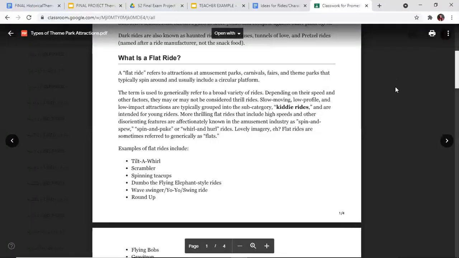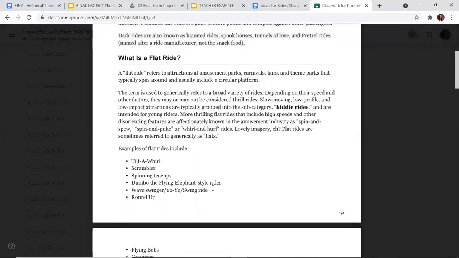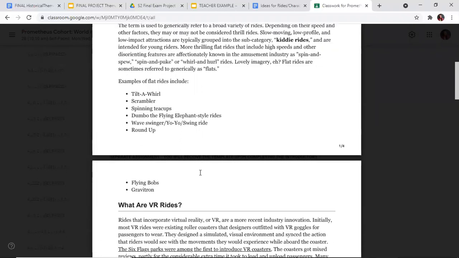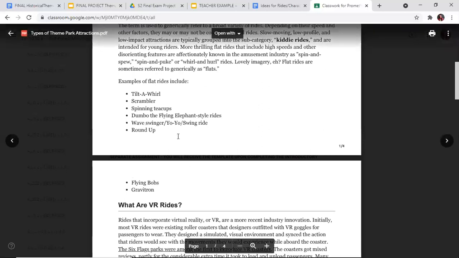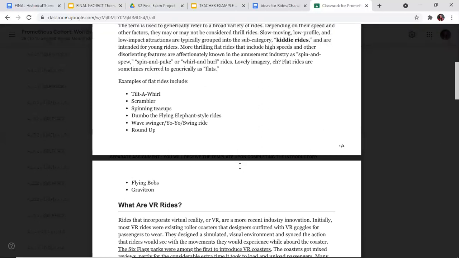A flat ride refers to attractions that typically spin around and usually include a circular platform. Examples are Tilt-A-Whirls, Scramblers, Spinning Teacups, Dumbo the Flying Elephant style rides. Again, be thinking about what you could replace Dumbo the Elephant with to make it historical themed. A wave swinger, yo-yo, or swing ride, Roundup, Flying Bobs, or Gravitron. You can always Google these things if you need an image to kind of jog your memory.